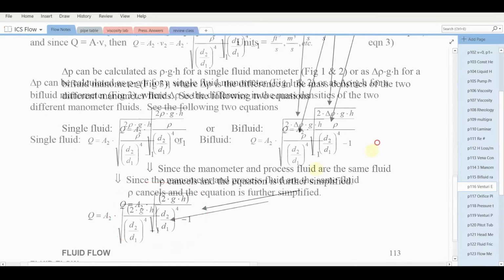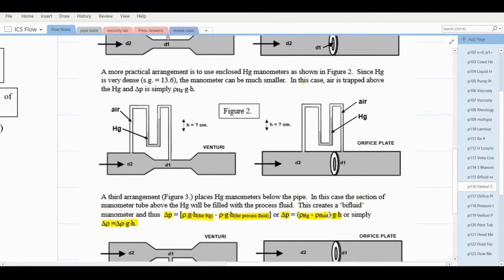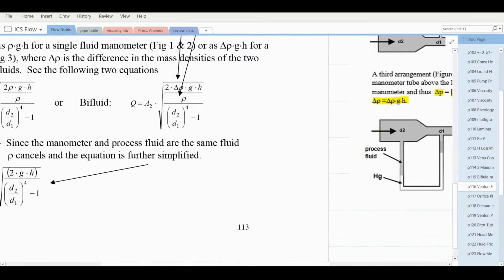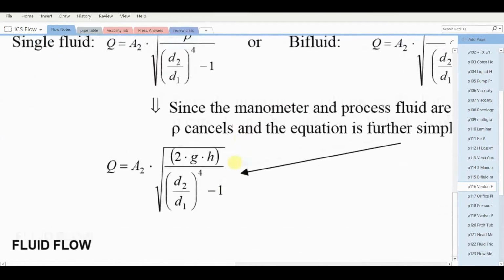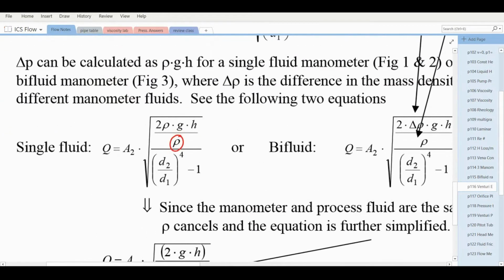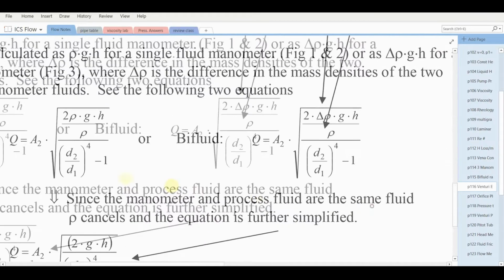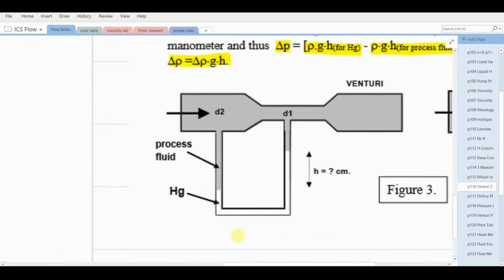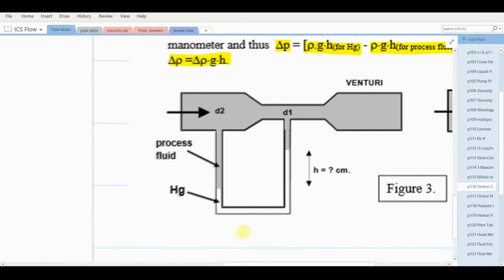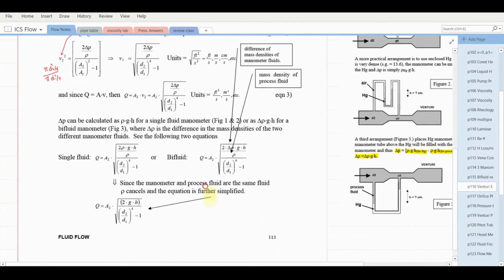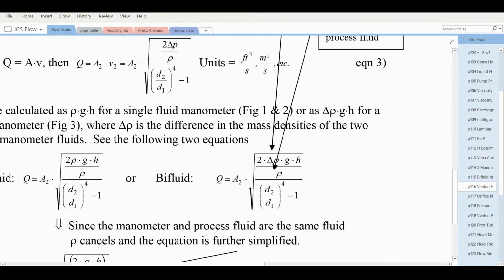If we have the second situation where we have two different fluids, one fluid in the manometer and one in the process, we need to consider both of those densities. Just keep in mind which is which. This is the process fluid, this is the manometer fluid. When you have a bifluid manometer, with two liquids, when the manometers are below the pipe, then we need to use delta rho g h, and that's the difference in the density of the manometer fluid versus the process fluid.